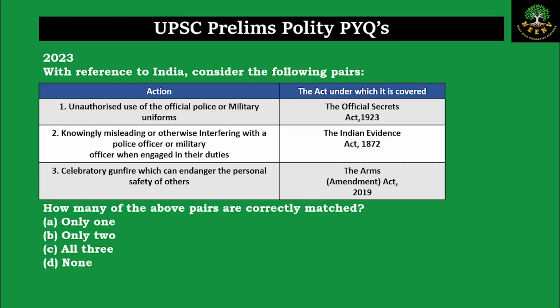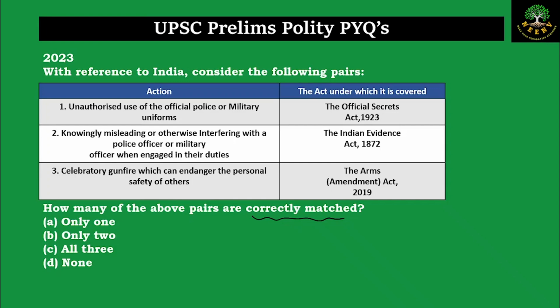Let us discuss the next question now. This is from the year 2023. With reference to India, consider the following statements: action and the act under which it is covered. So on one side, we have the actions, and on the right hand side, we have the respective acts under which the actions are covered. How many of the above pairs are correctly matched? So we have to check whether the actions and the respective acts are correctly matched or not.